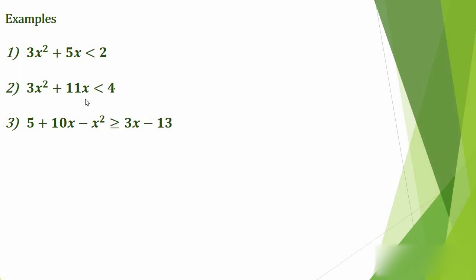So the second example here is 3x squared plus 11x is less than 4. Now let's move over to a Microsoft Whiteboard to see how we can solve this pretty much the same way as we solved the first question.